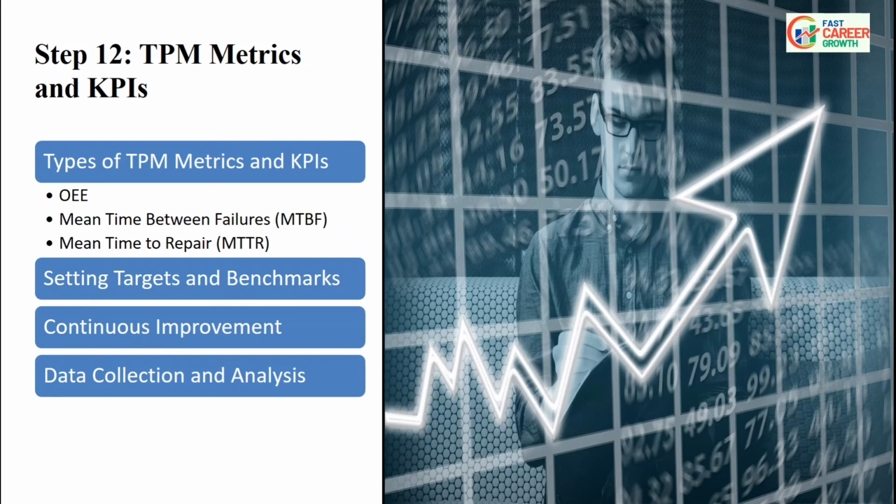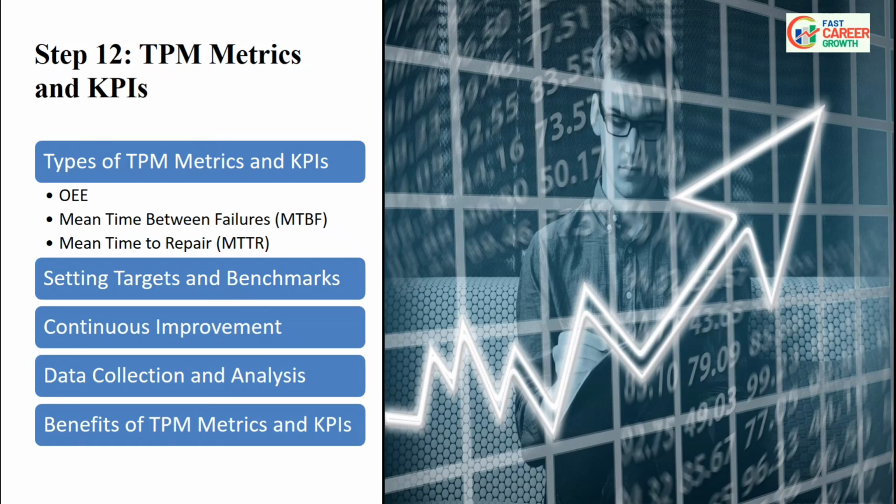Data collection and analysis. Explain the importance of accurate data collection and analysis to calculate and track TPM metrics and KPIs. This often involves using computerized maintenance management systems, CMMS, or other software tools. Benefits of TPM metrics and KPIs. Discuss the benefits, including improved decision-making, reduced downtime, higher productivity, enhanced equipment reliability, and cost savings.